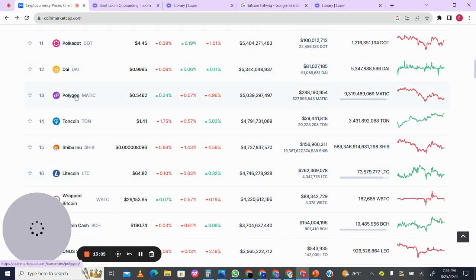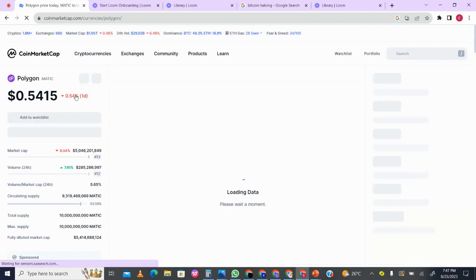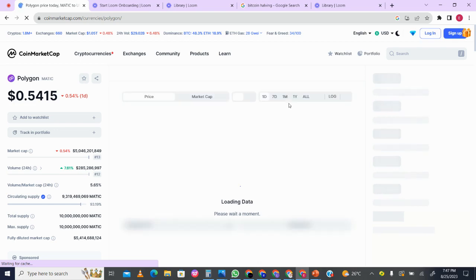So a very quick case study that I'll use here is Polygon. Polygon was launched in the third phase of Bitcoin halving around 2019. Right now, Polygon has reached a market capacity of $5 billion. Let's see how Bitcoin halving third wave affected Polygon.